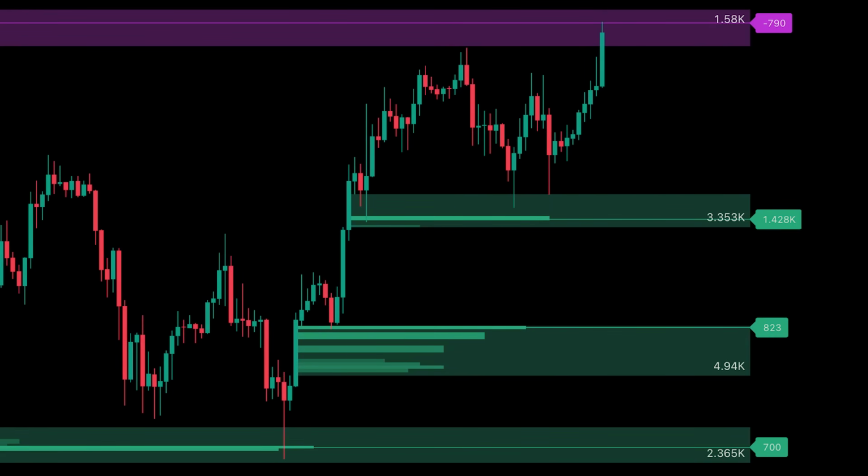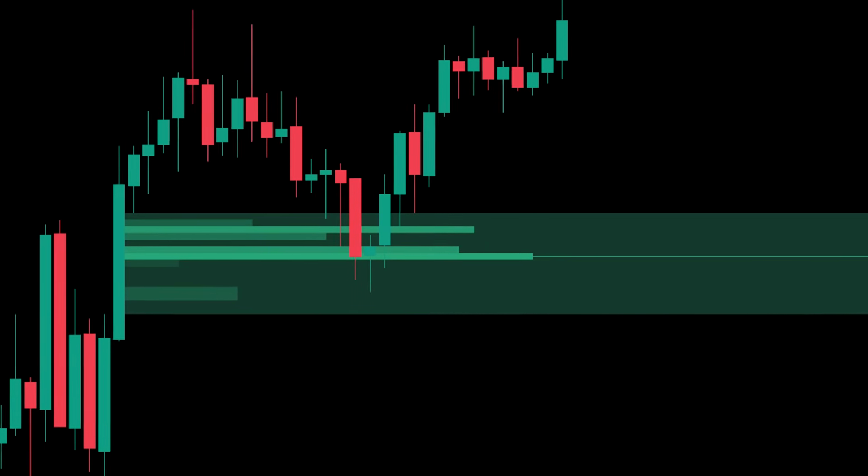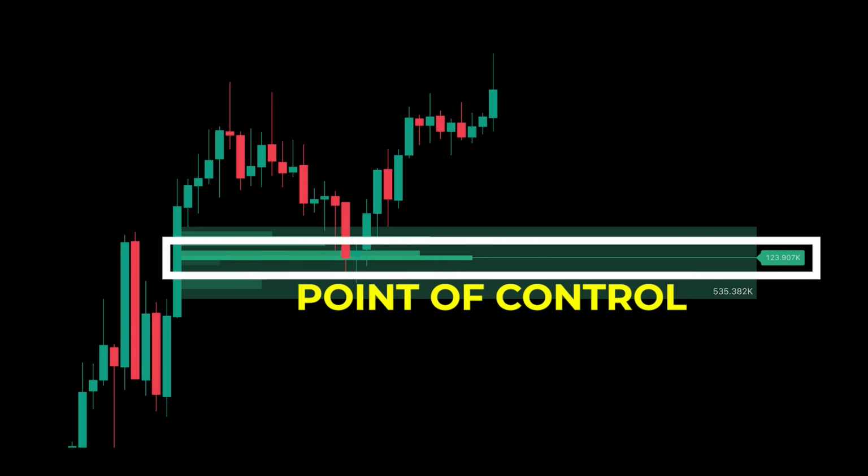supports and resistances. What makes this indicator special is that it plots a volume profile inside each gap, showing exactly where the heavy trading occurred, marked by a bright line called the point of control. That POC acts like the largest magnet for price, a true support or resistance within the gap.